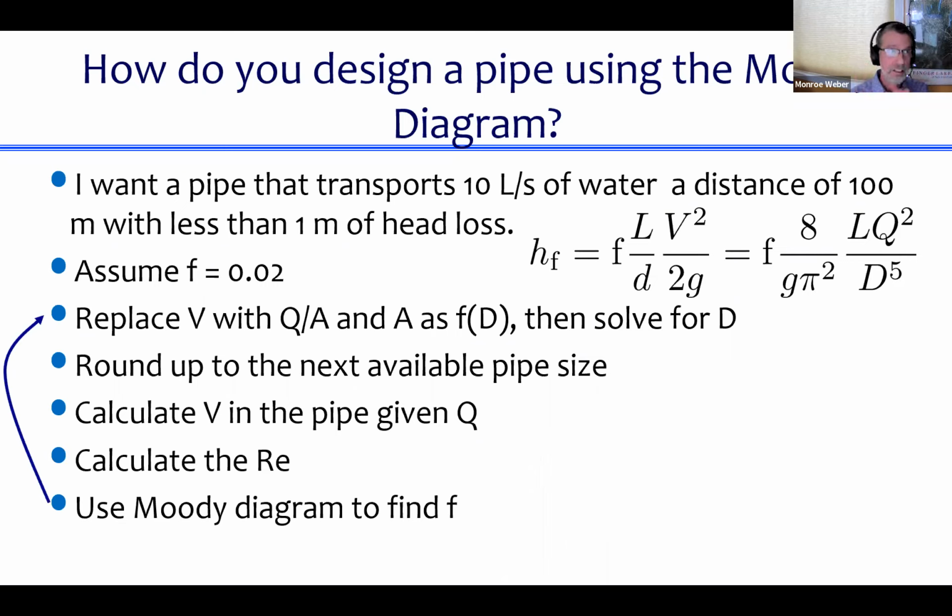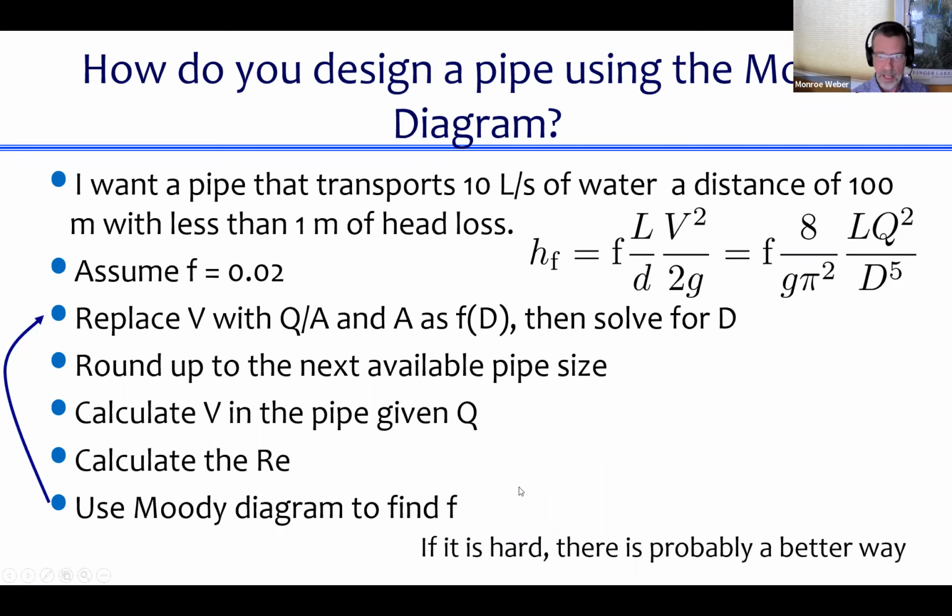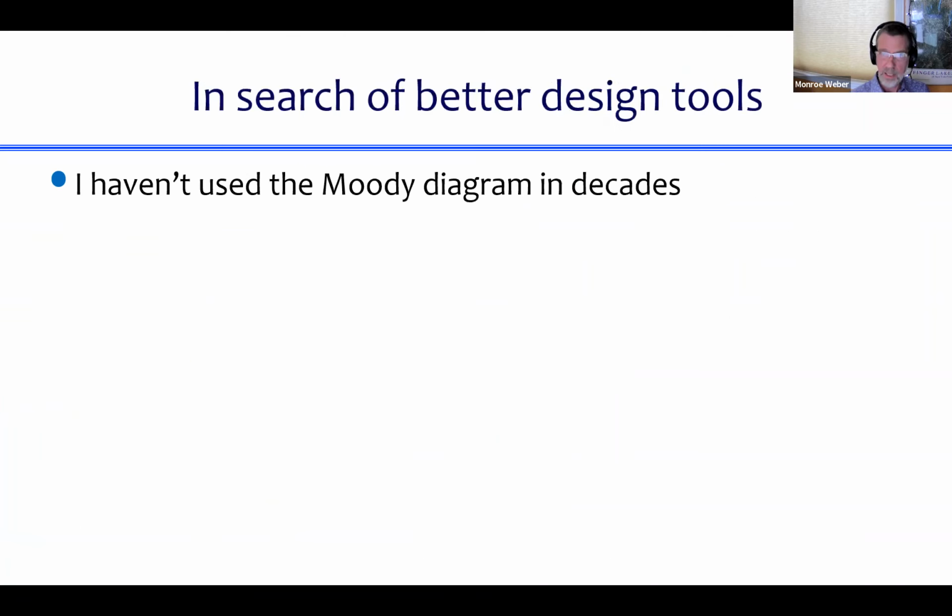Happily, it converges really fast, but unhappily, what a mess, right? All these steps just to design a pipe. And in designing a water treatment plant, you end up designing many, many pipes. Well, this is where our motto or our mantra comes in: if it's hard, there's probably a better way. And the Moody diagram is hard to use. So there's probably a better way.